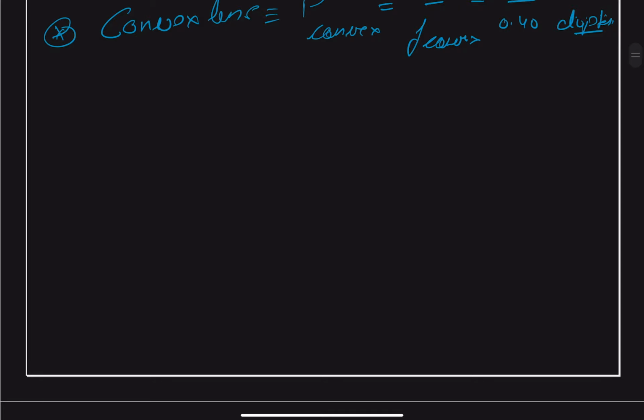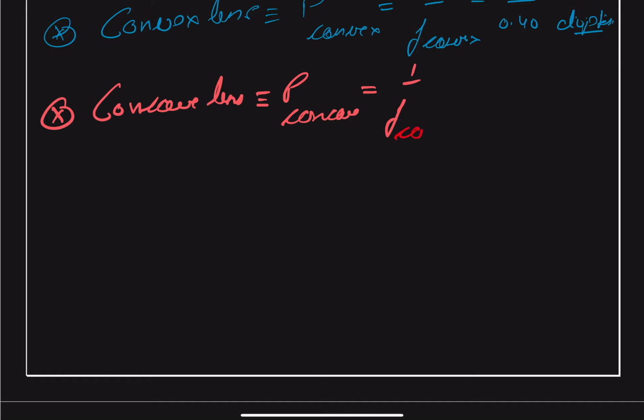Similarly, we can write for concave lens, which gives power of concave will be equal to 1 upon focal length of concave, which is equal to 1 upon 0.25, but for concave it is a negative sign, so put it in negative, and this comes as -4 diopters.